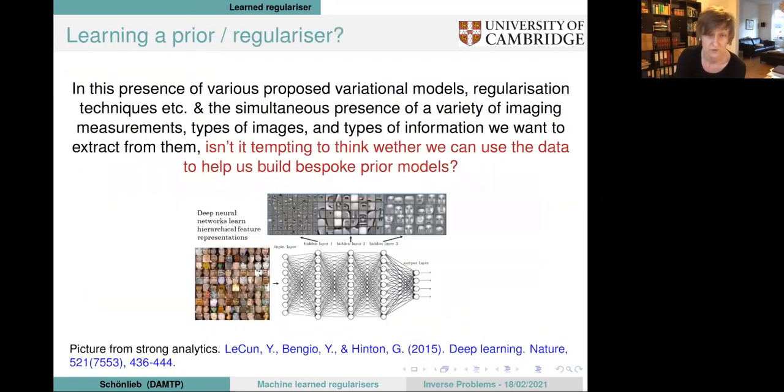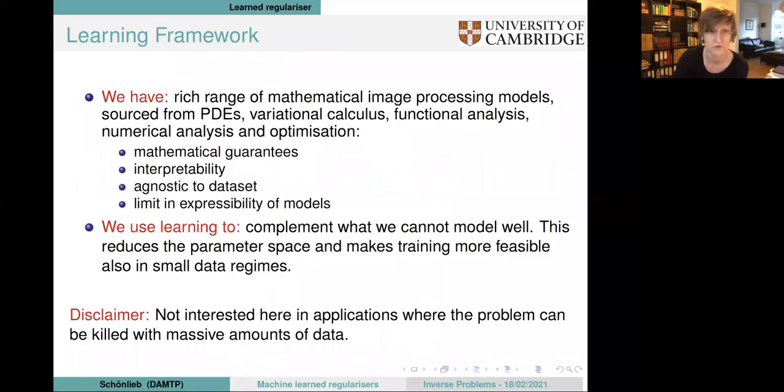And again, this is not the only thing. So somehow with all of this, the idea came: can you use data to help come up with new regularizers? Okay, and this is what I want to talk about.